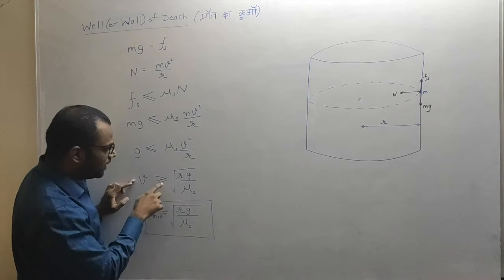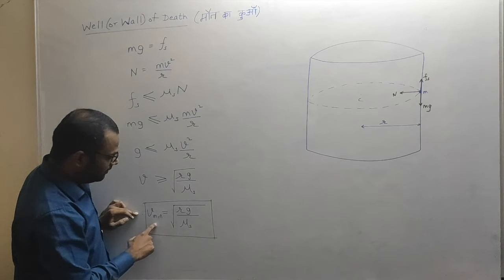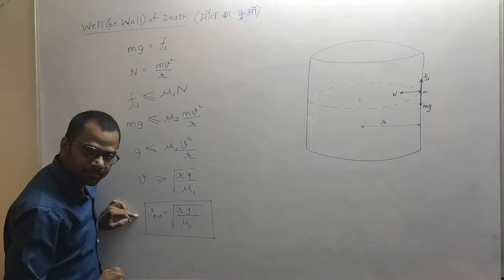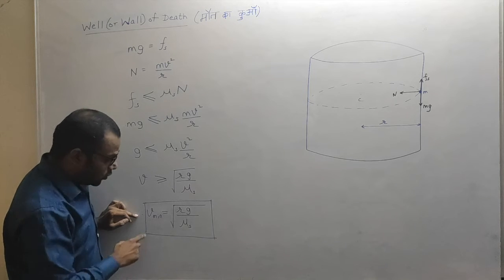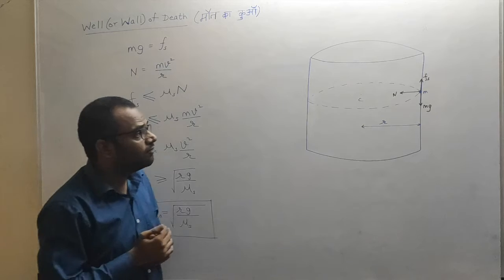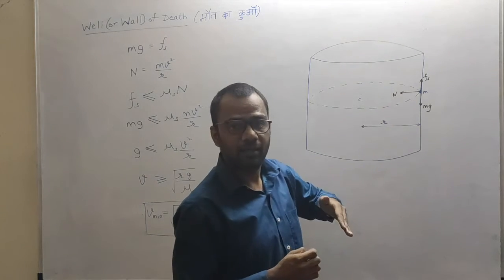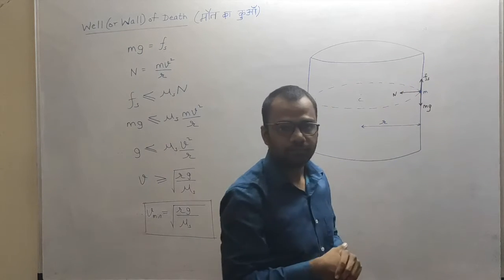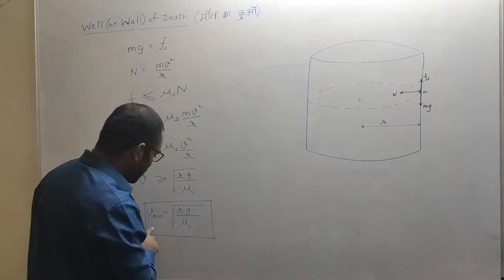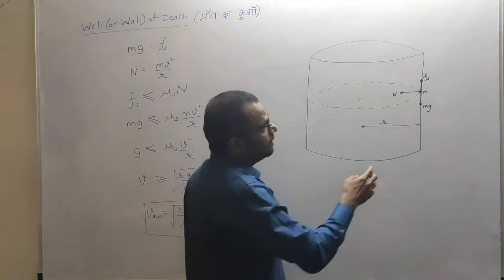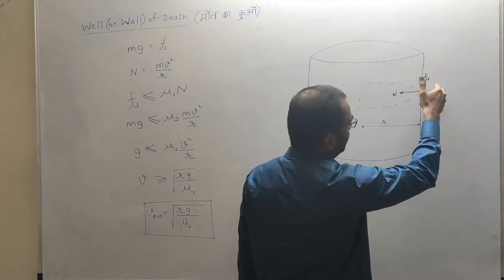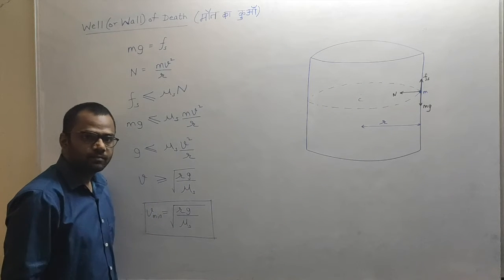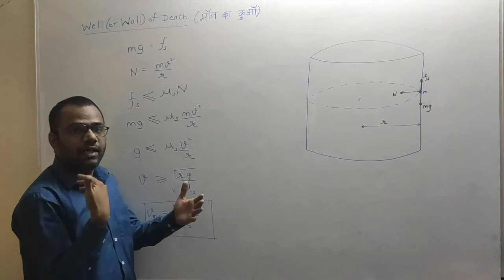So the minimum value will be what? Equal to this value. So v minimum will be equal to square root of rg upon mu s. Getting this? So this is the minimum velocity with which the rider or the stuntman must ride in order that he will not slip down. Anything less than this velocity will make the rider along with his vehicle fall down. So this is the minimum velocity with which he should ride.